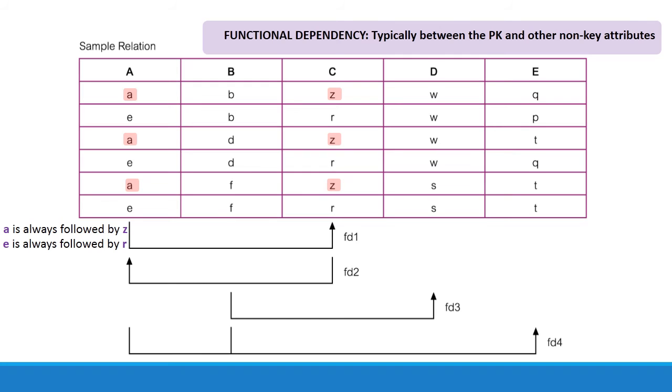The most important thing is that when the key comes up, the non-key attributes always come up with the same values. There are also cases like this where the key consists of two columns. For example, in a functional dependency, A and B together determine the value of column E. Okay, that's the concept of functional dependency.